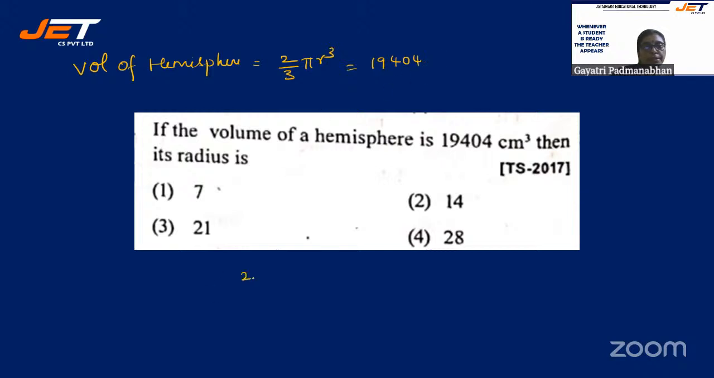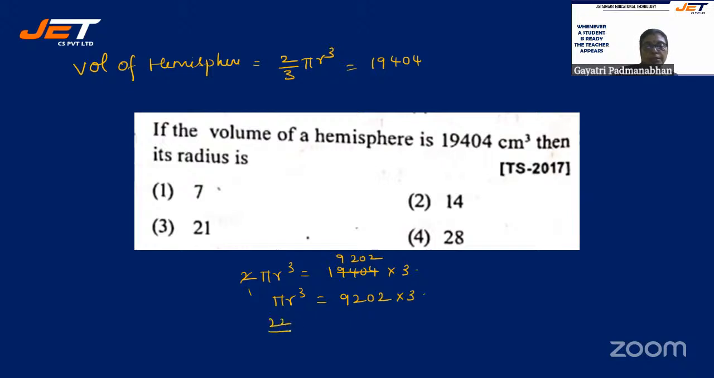So I'm continuing here. 2 by 3 pi r cube is equal to 19404 into 3. Right? So 2 ones are 2, 2 nines are 18, 2 twos are 4, 2 twos are 4. Now pi r cube is equal to 9202 into 3. Right? So what is r?